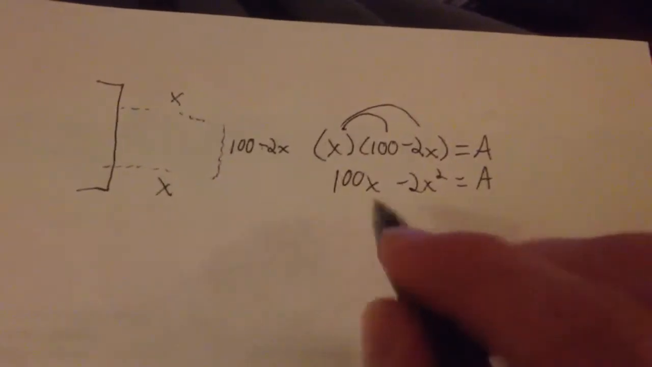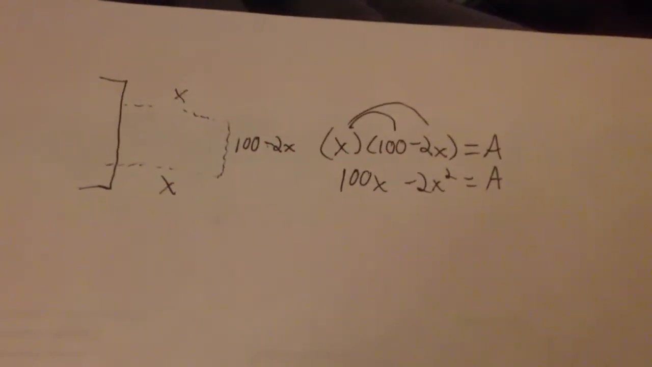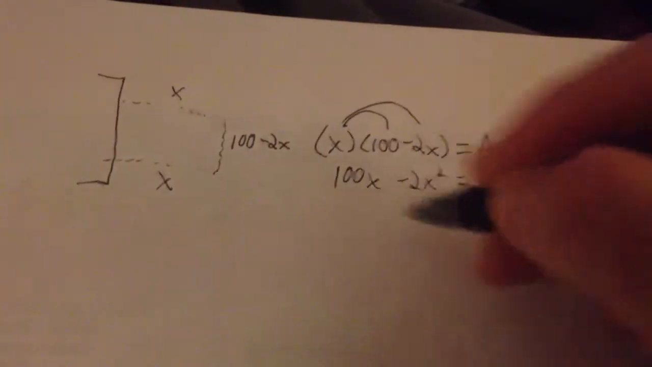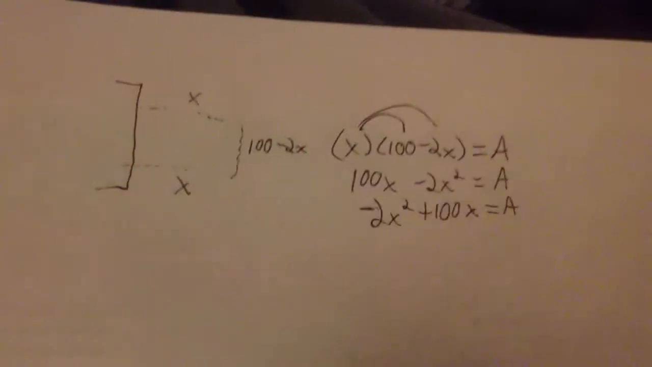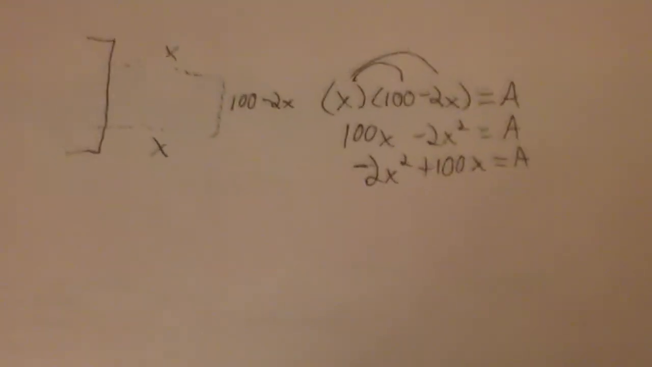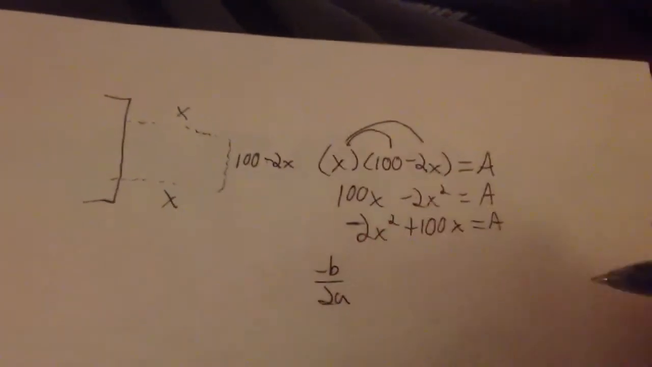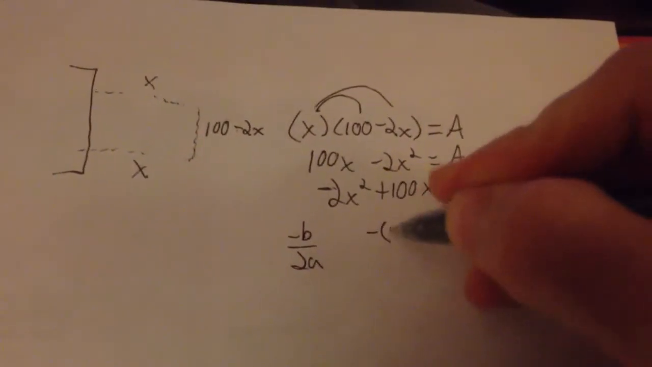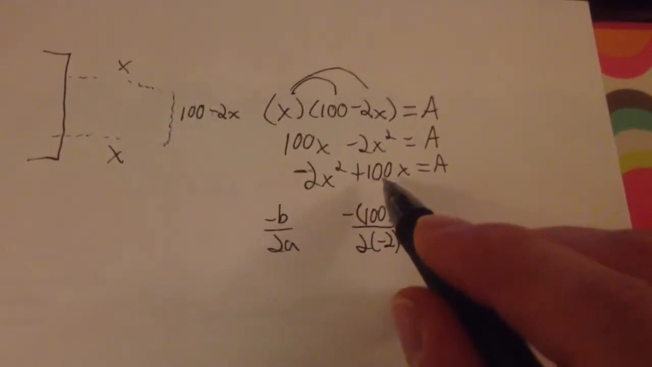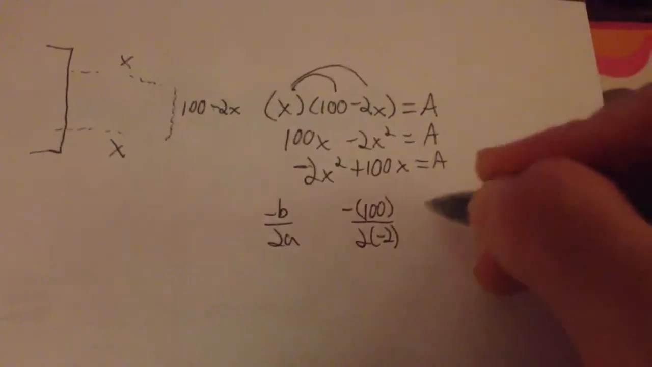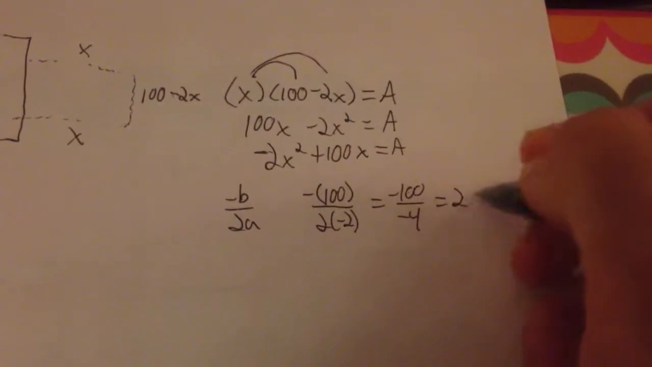Now we have our quadratic and we can find the maximum point of this. The reason I multiplied this one out, compared to the revenue problem where we found the maximum, is I want to show you another way to find the maximum. One way is to put this into the standard form of a quadratic and use our little formula, negative b over 2a. So we take negative 100 over 2 times negative 2, because 100 is our b value and negative 2 is our a value. That gives us negative 100 over negative 4, which is 25.